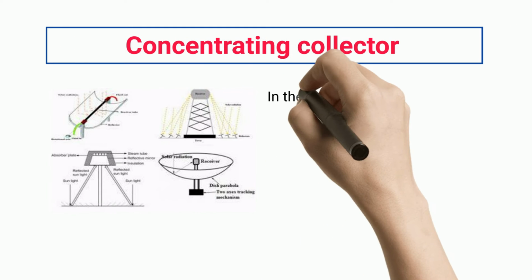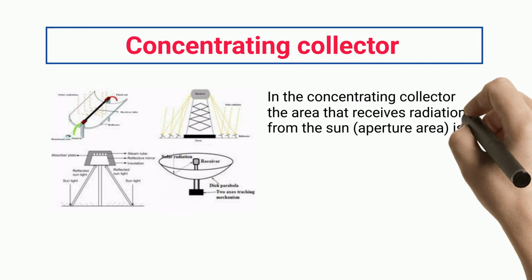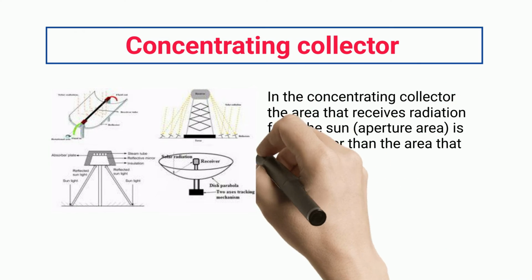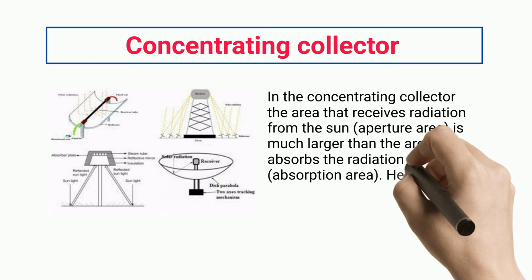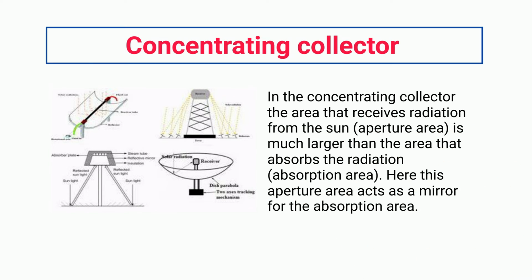Concentrating collector. In the concentrating collector, the area that receives radiation from the sun, aperture area, is much larger than the area that absorbs the radiation, absorption area. Here this aperture area acts as a mirror for the absorption area.